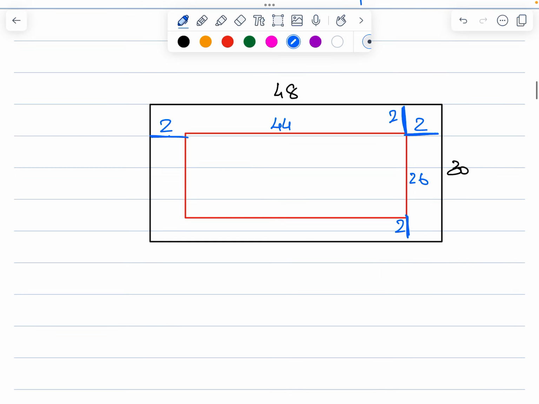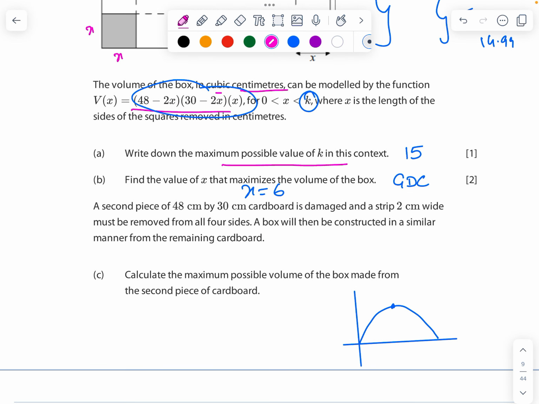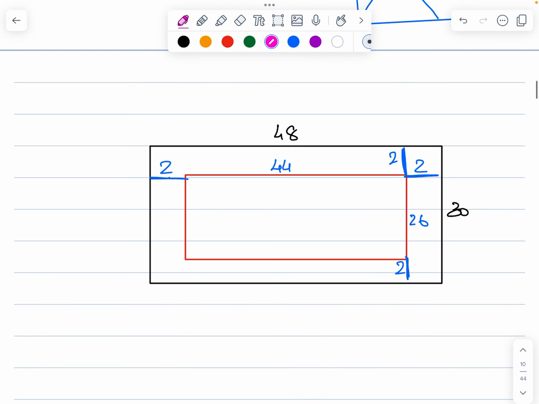Now this red one is there. Again, from the red one, a box is constructed in a similar way. Calculate the maximum possible volume of the box. So again, from here, I cut a square from the left side, right side, top and bottom. A square has been cut. So what will be left over now here? 44 minus 2x, and this will be 26 minus 2x.